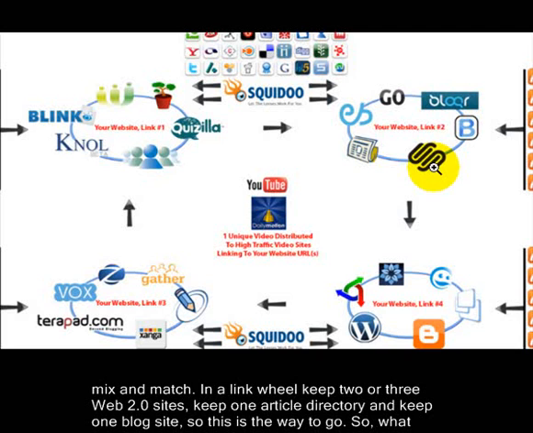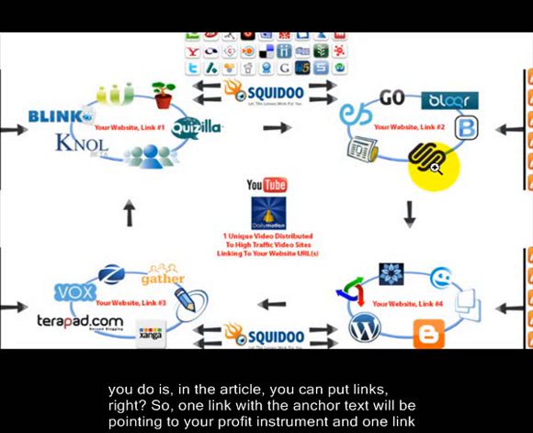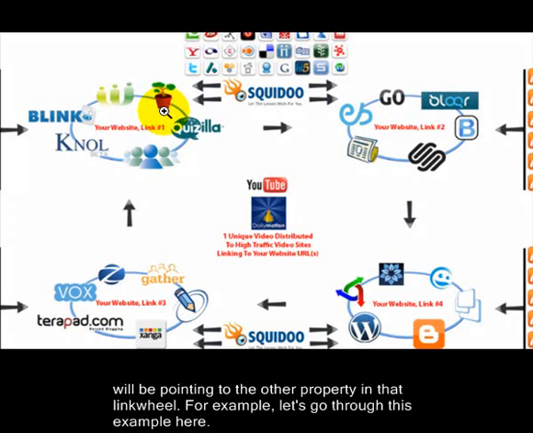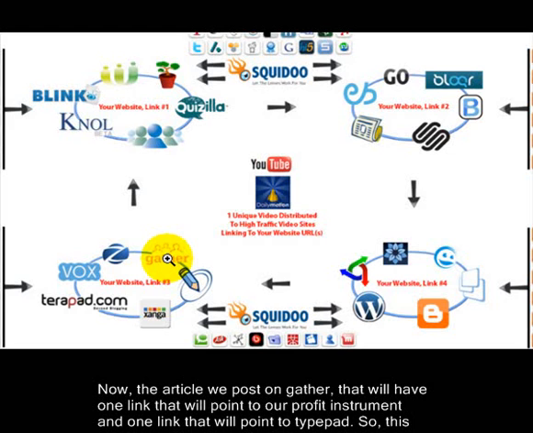So what you do is, in the article, you can put links, right? So one link with the anchor text will be pointing to your profit instrument, and one link will be pointing to the other property in that link wheel. For example, let's go through this example here. The article we post on Gather will have one link that points to our profit instrument and one link that points to Typepad.